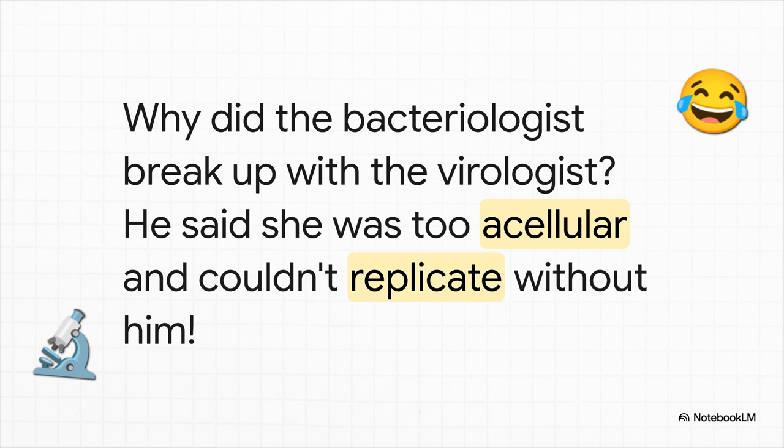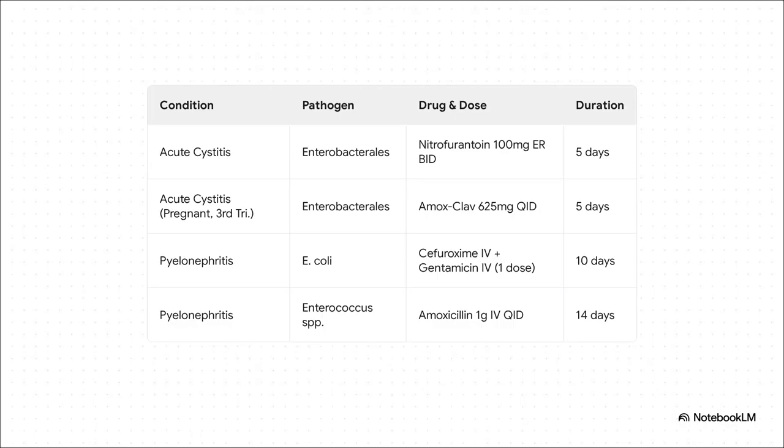All right, let's get back to the serious business of treatment. This table really lays out the strategy. And you can see right away it's not one size fits all. For a simple cystitis caused by common gut bacteria, a 5-day course of oral nitrofurantoin might do the trick. But look at pyelonephritis, the kidney infection. We're escalating to IV cefuroxime plus a hit of IV gentamicin. And if it's an enterococcus, the whole playbook changes again. It's all about tailoring the drug, the dose, and the duration to the specific situation.